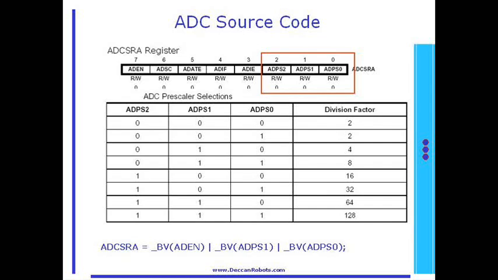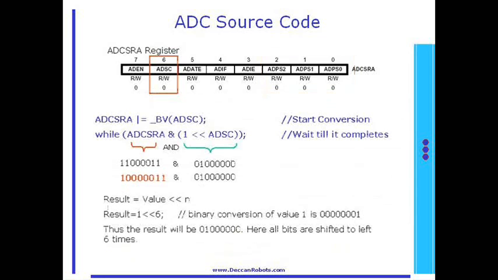The next screen will teach you to start a conversion and read the result. Bit 6 of the ADCSRA register is used to start the conversion. The same bit also indicates conversion complete. Set this bit to high to start the conversion process. Read this bit till it becomes low, to wait for conversion to complete. The source code lines in blue color demonstrate the conversion.